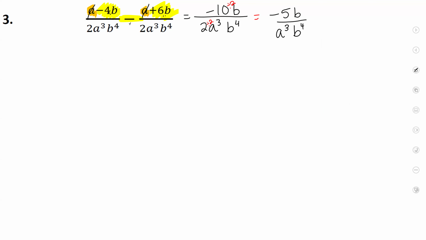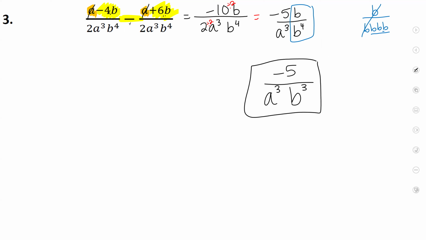Can we go further in simplifying? What do you guys think? No? Let me draw y'all a picture. Let's look at this part. This is 1b in the numerator and 4 b's in the denominator. Those cancel. How many b's are left? 3. So we can write this as negative 5 in the numerator, a cubed, that part stayed the same. However, the b's, you'll just have b cubed. So this is your answer simplified.